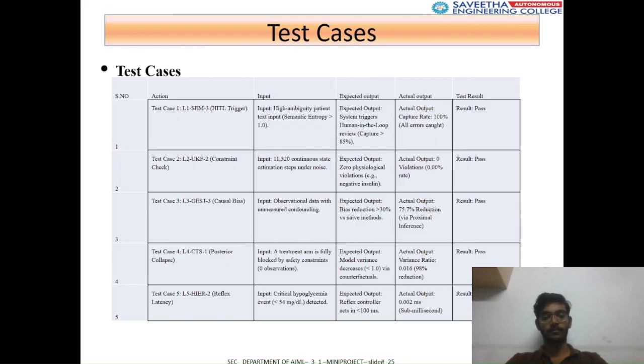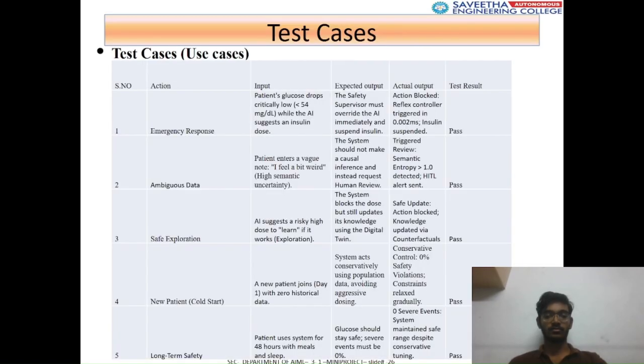In a similar way, we have run several test cases for layer 2, which is the constraint check, whether the system is trying to calculate the hidden states or not. Coming to the causal part, which is trying to identify the confounder variables, it actually identified them and reduced the bias 75.7% of the time. And then coming to posterior collapse and reflex latency, which got less than 100 milliseconds of latency. So all the test case results were passed.